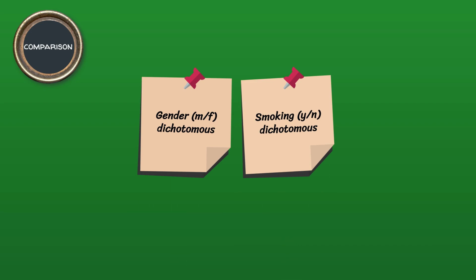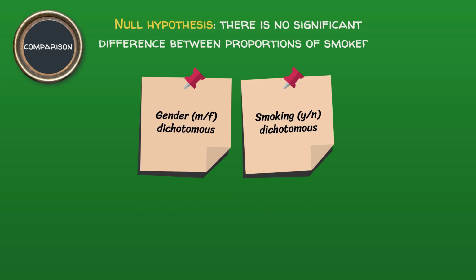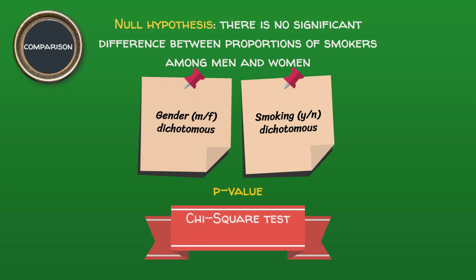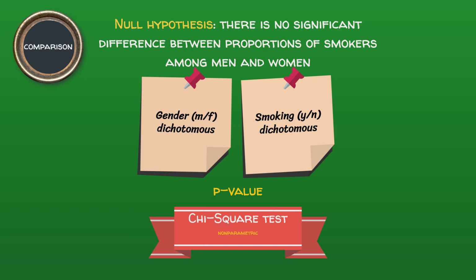Now, if we have two categorical variables, like gender and smoking, and we formulate a null hypothesis as, there is no significant difference between proportions of smokers among men and women, then to calculate the p-value, we can use the chi-square test. And since we have no metric variable here, this comparison can only be non-parametric.